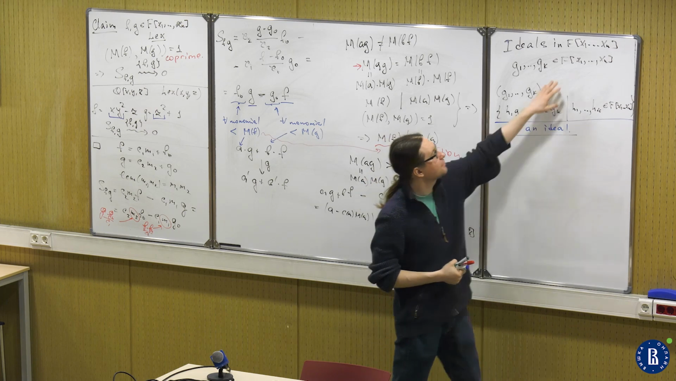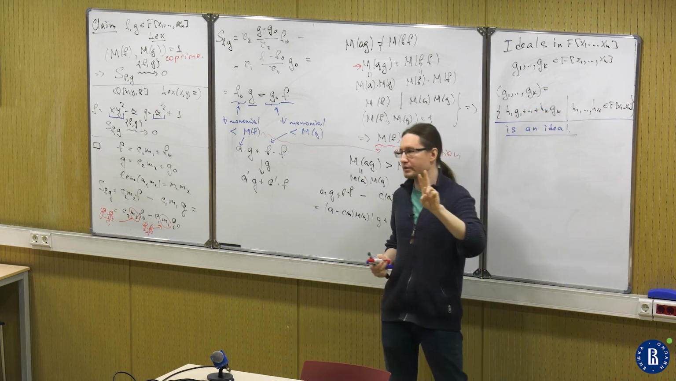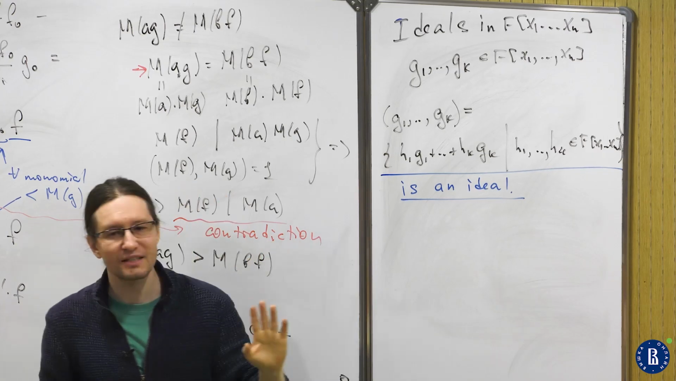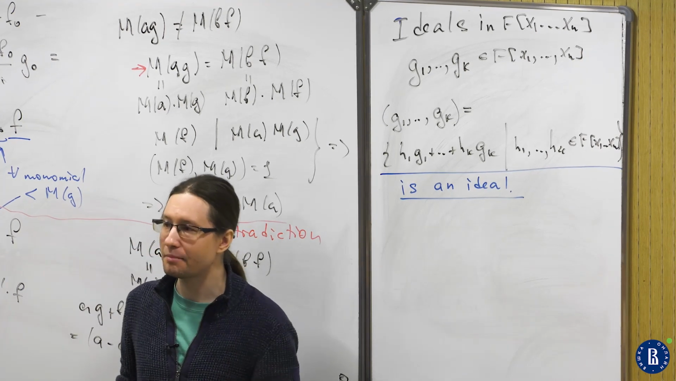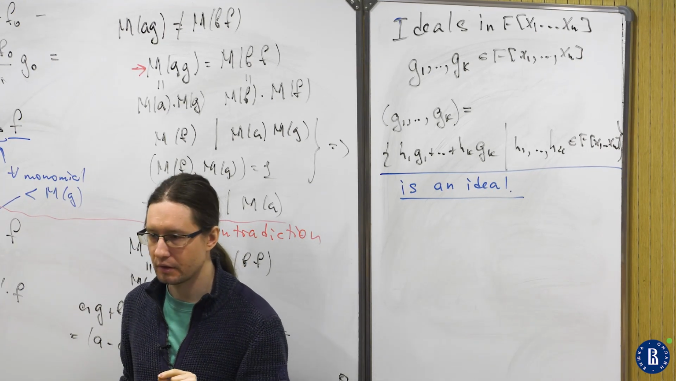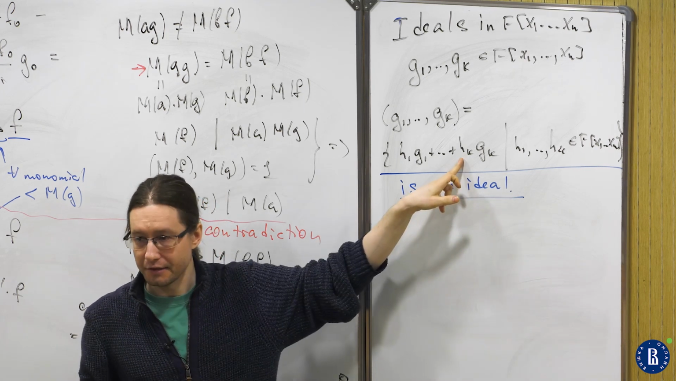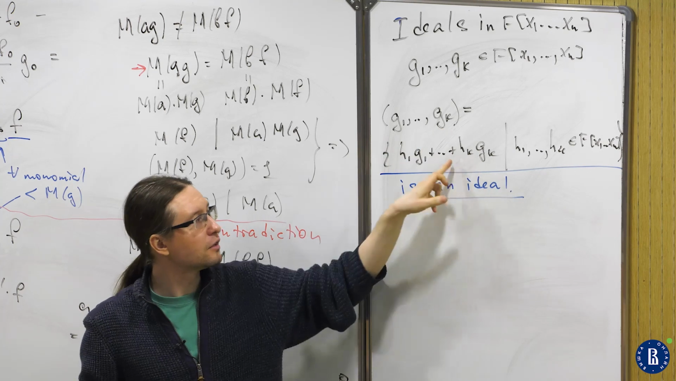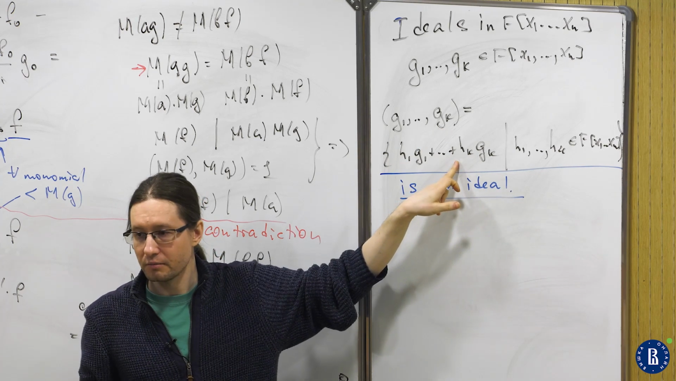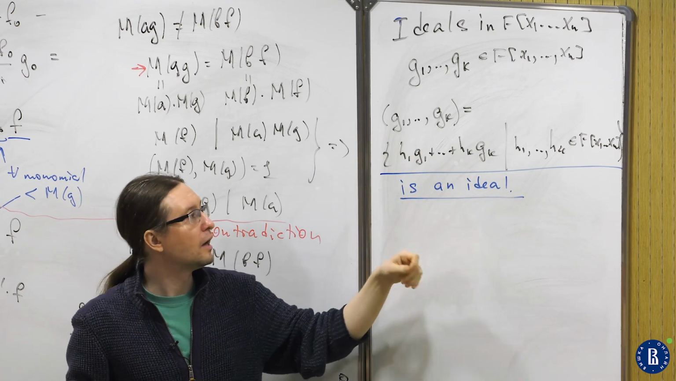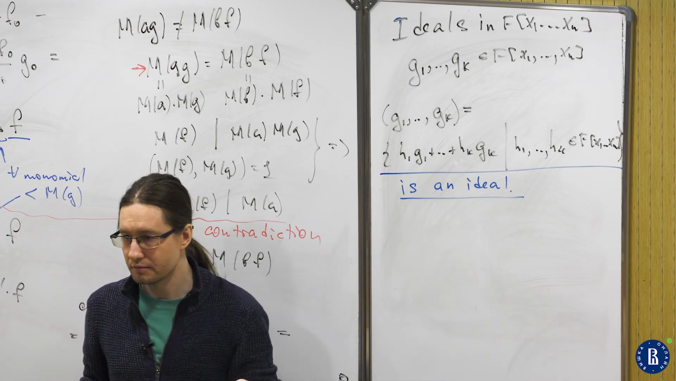An ideal is a subset of a ring with two properties. The property number 1: it must be an additive subgroup. So it's a subgroup with respect to addition. What it means is that the zero polynomial must be here, the set must be closed under addition of polynomials, and the set must be closed under subtraction of polynomials.